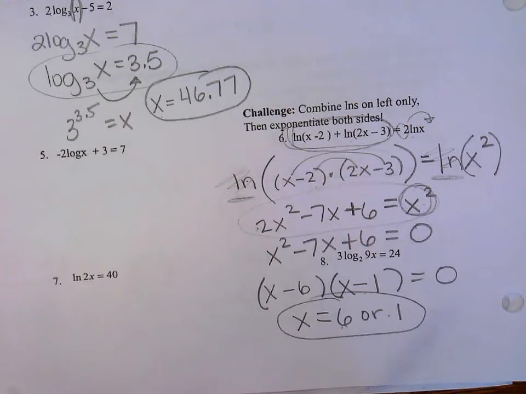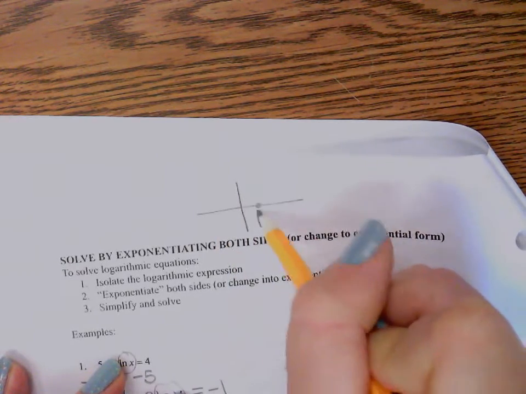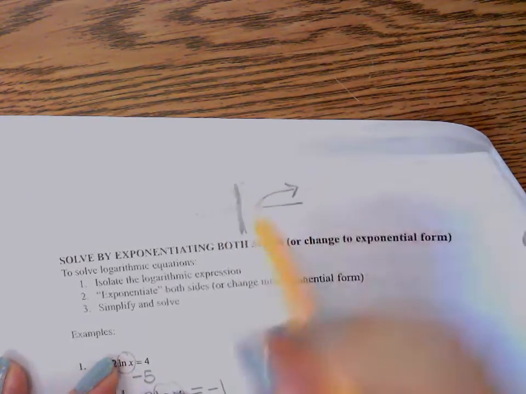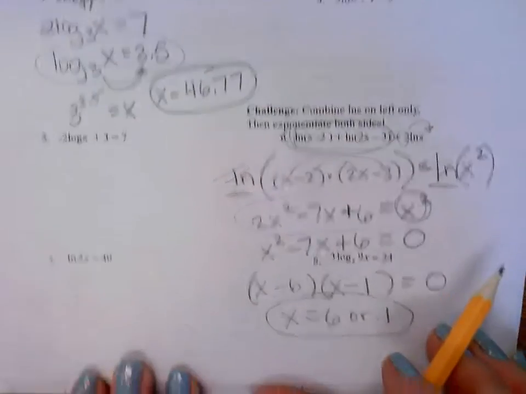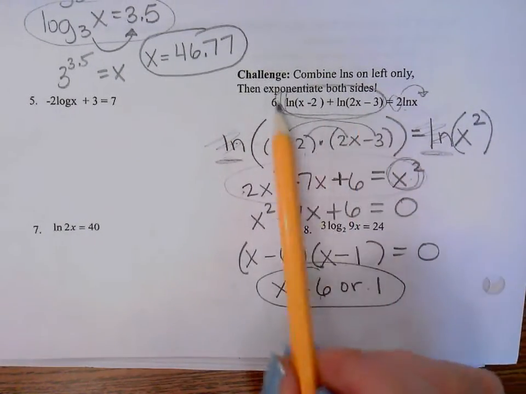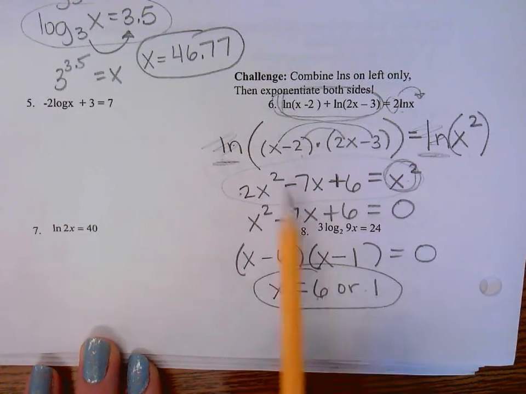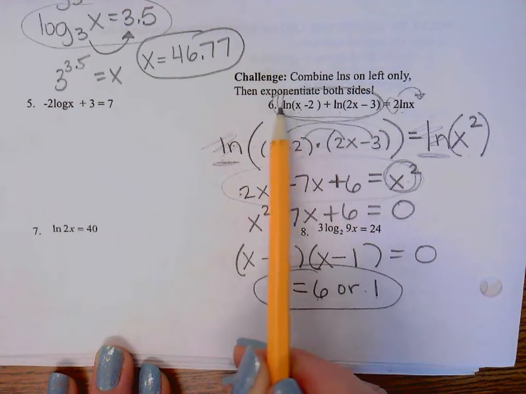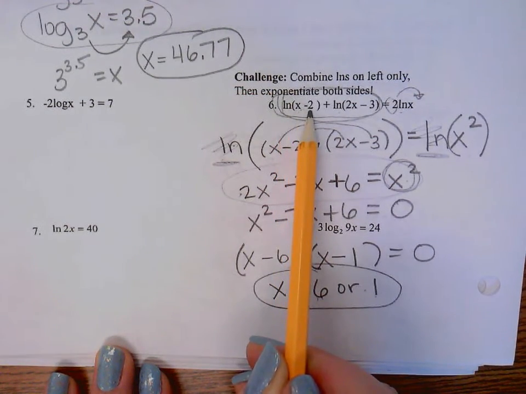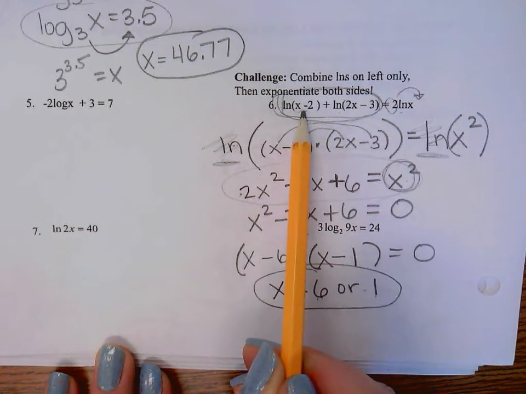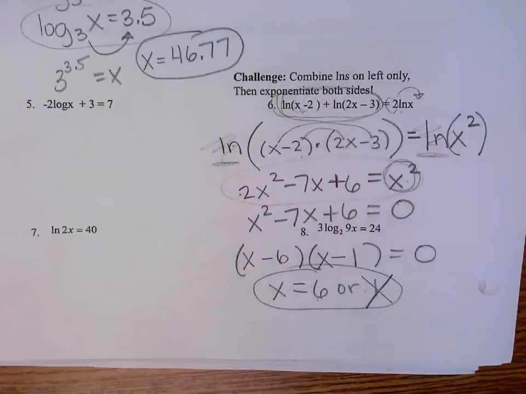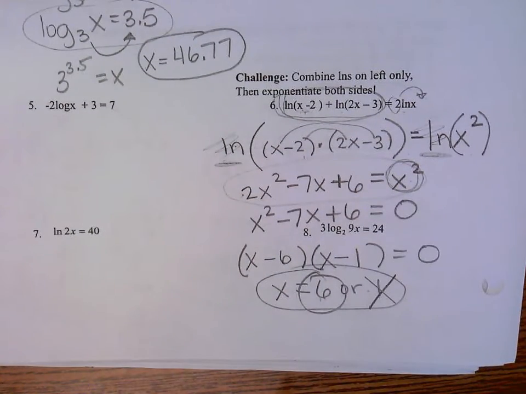What's the domain for any log graph? Log graphs, the x values are always greater than 0, right? When I plug in one of these values, one of these logs becomes undefined. Which one? Is 6 okay? Is 1 okay? Why does one of them fail? 1 doesn't work in the first log, right? Because 1 minus 2 will give me a negative x value in there. So 1 is just considered an extraneous solution. So the only solution to this challenge problem is 6.